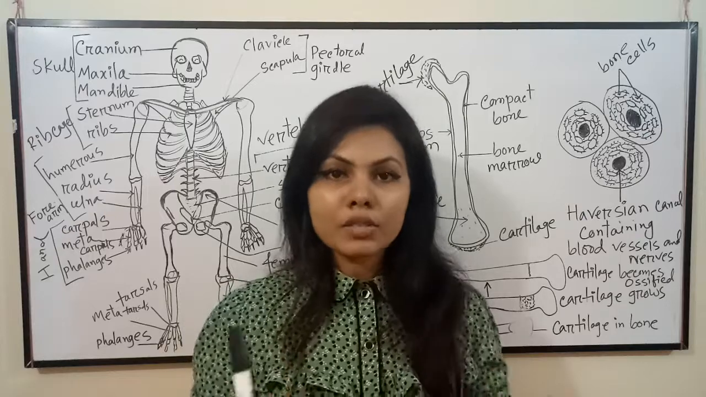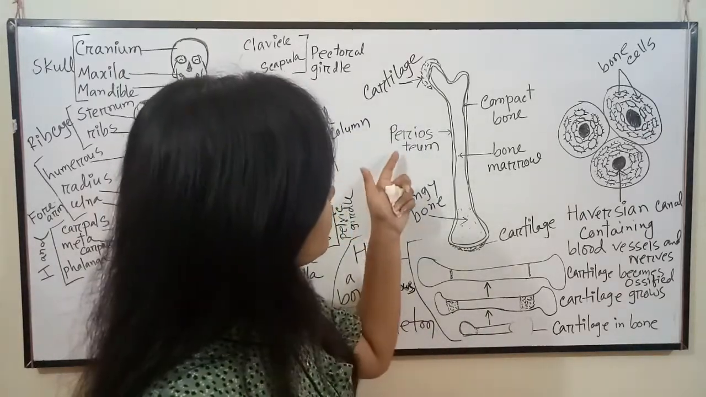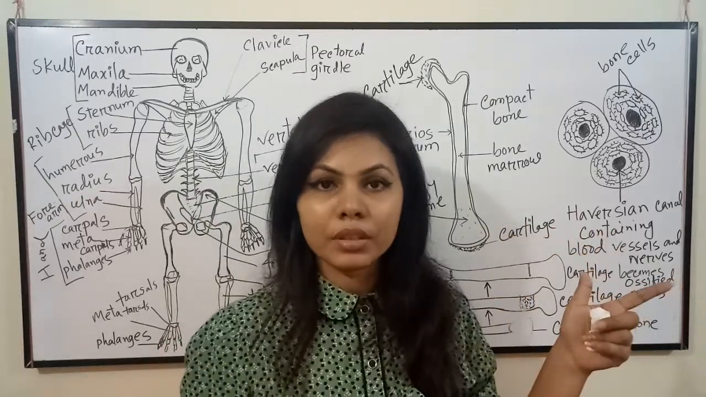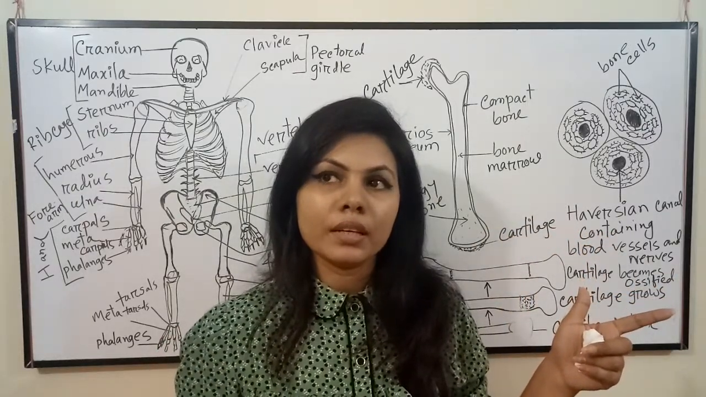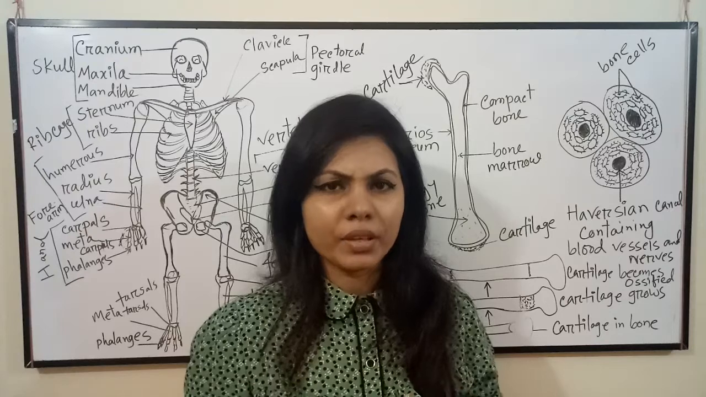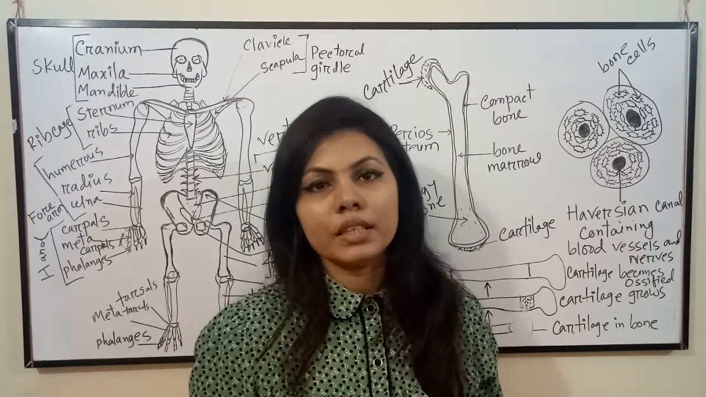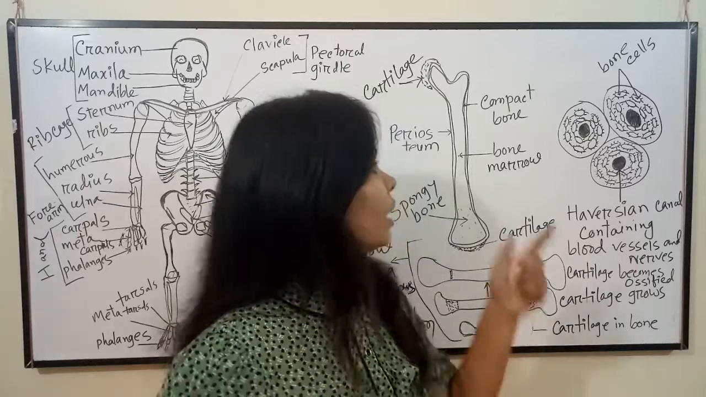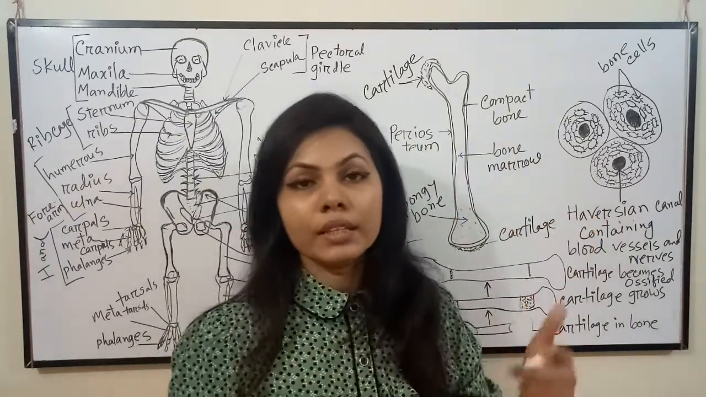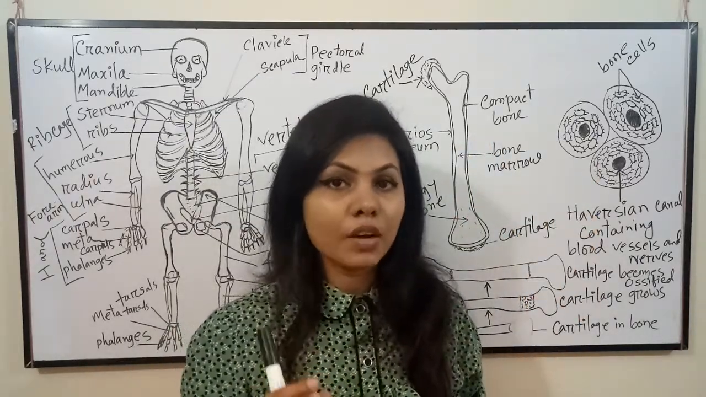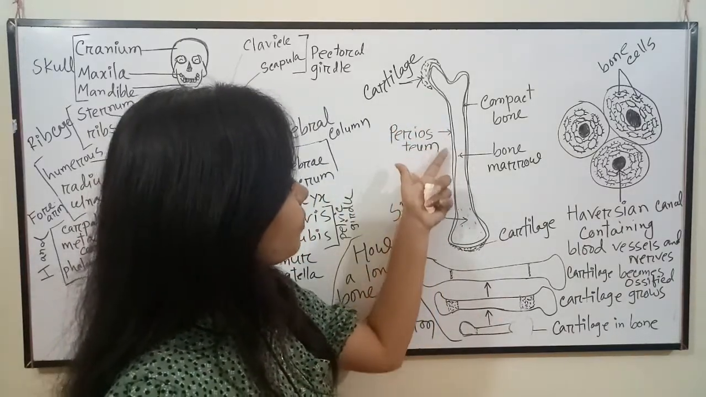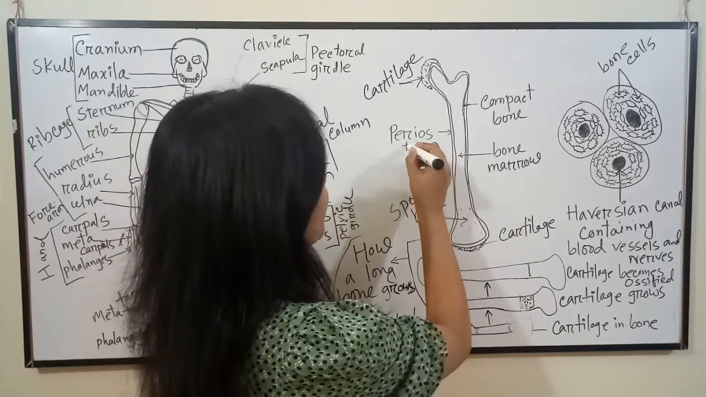Okay, and outside the bone there is a hard material composed of compact bone, and covering the outer surface of the bone there is a tough membrane, and it is called the periosteum. Okay, it is called periosteum.